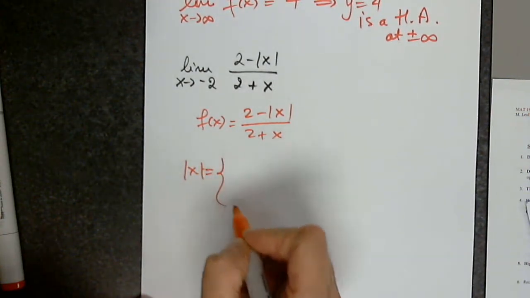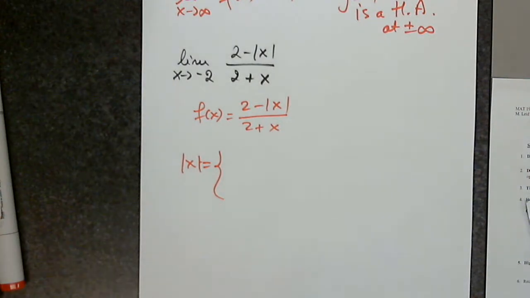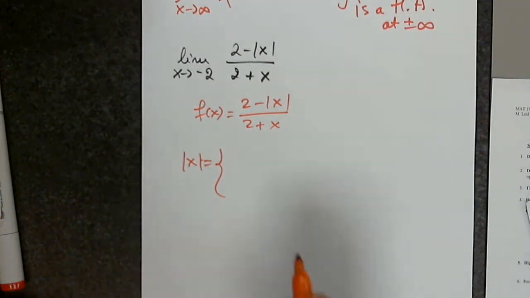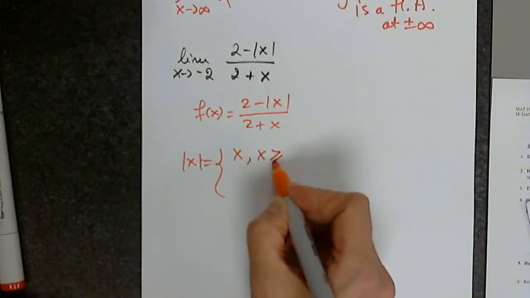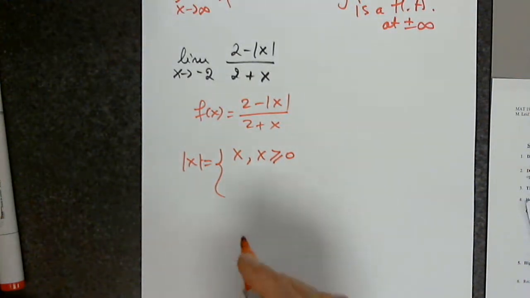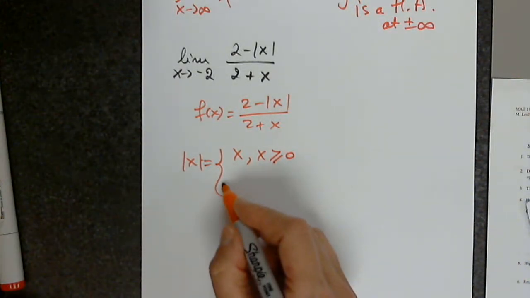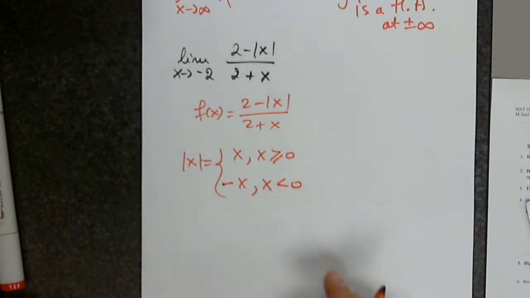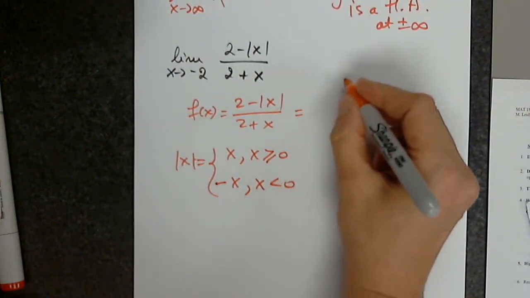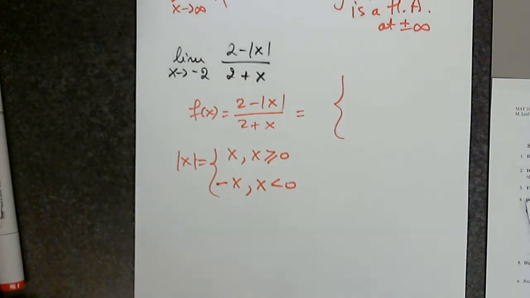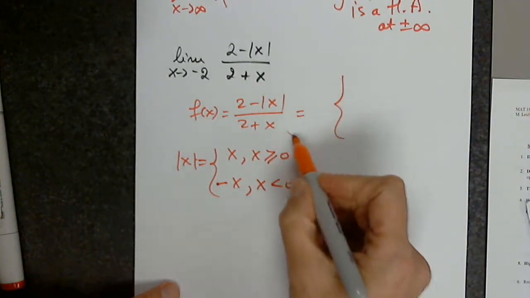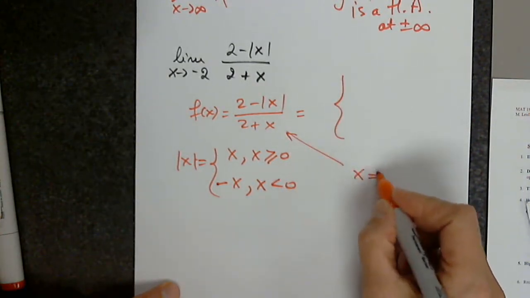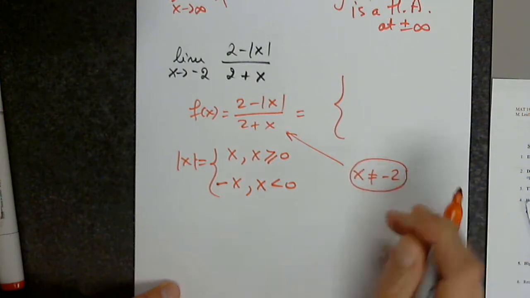And I have to write the two possibilities, which are x is greater than 0, and x is less than 0, and negative x. Very good, for x less than 0. Therefore, this function has two possibilities. Furthermore, I have to make sure that this is clear: x does not equal negative 2.